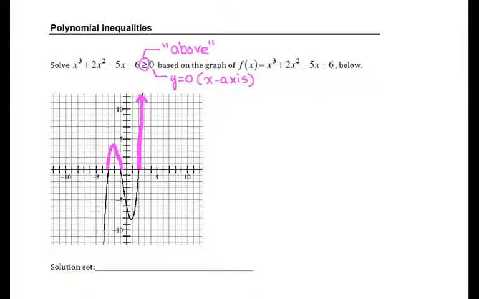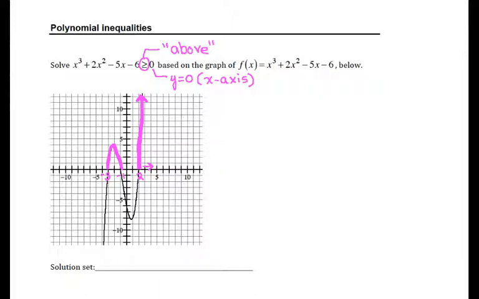To get my solution set, I need to express this in terms of the input variable x. So I notice that it starts here at -3, it goes up to -1, and it starts over again at 2, and even though this arrow looks like it's pointing mostly up, I know that it is also going to the right, and therefore this interval is going to go to the right all the way to positive infinity.